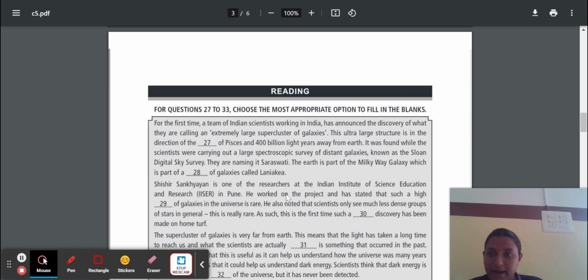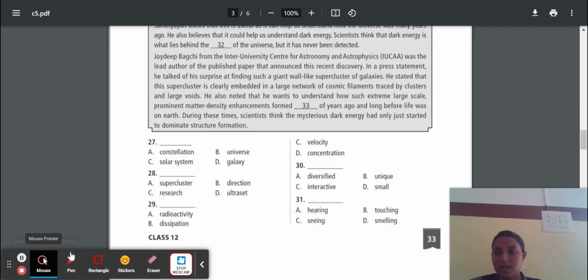Question number 29. He worked on the project and has stated that such a high dash of galaxies in the universe is rare. The options are: option A, radioactivity means the emission of ionizing radiation. Option B, dissipation means energy. Option C, velocity means speed. Option D, concentration means ability to give all your attention. Answer for the question is option C, velocity.